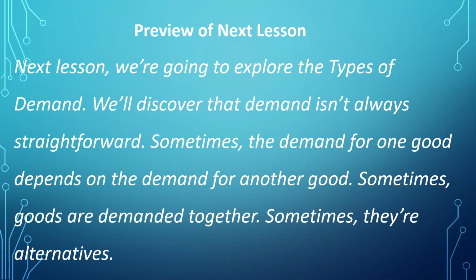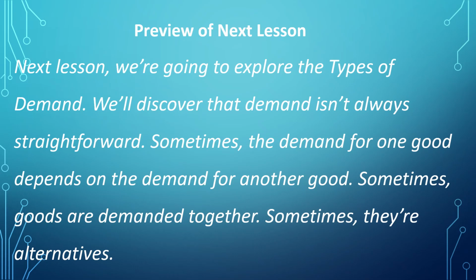Preview the next lesson. Great work today. You have learned the law of demand, one of the most important principles in economics. Next lesson, we are going to explore the types of demand. You will discover that demand isn't always straightforward. Sometimes the demand for one good depends on the demand for another good. Sometimes goods are demanded together. Sometimes they are alternatives.